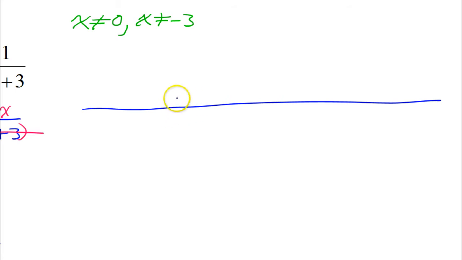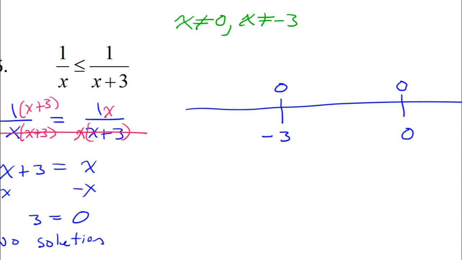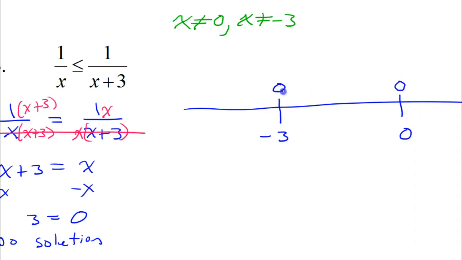So we have 0, and we have, whoops, it's the wrong order. So put in order, we have -3, and then we have 0. Because these are excluded values, we automatically make them open circles. All right, even though the equation is less than or equal to, excluded values are always open circles because they're excluded. You can't include them by making them closed circles.